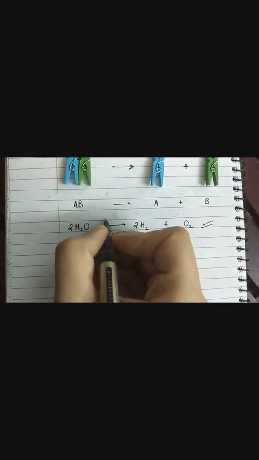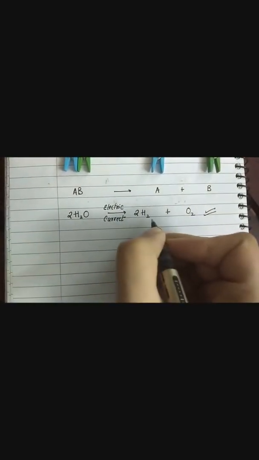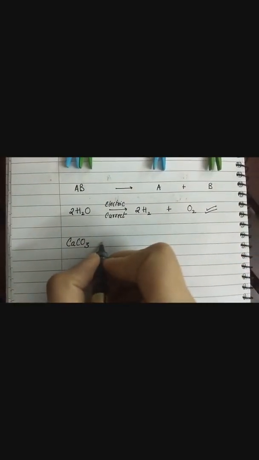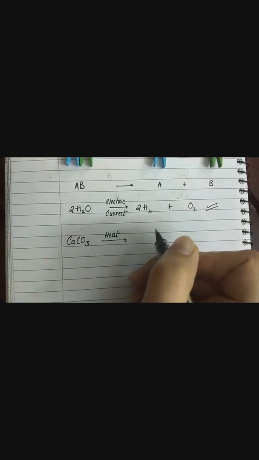However, this takes place by the action of electric current. In the presence of electric current, water breaks down to produce hydrogen and oxygen. Let us take another example of decomposition reaction. CaCO3, which is calcium carbonate, breaks down by the action of heat to produce simpler products, calcium oxide and carbon dioxide.